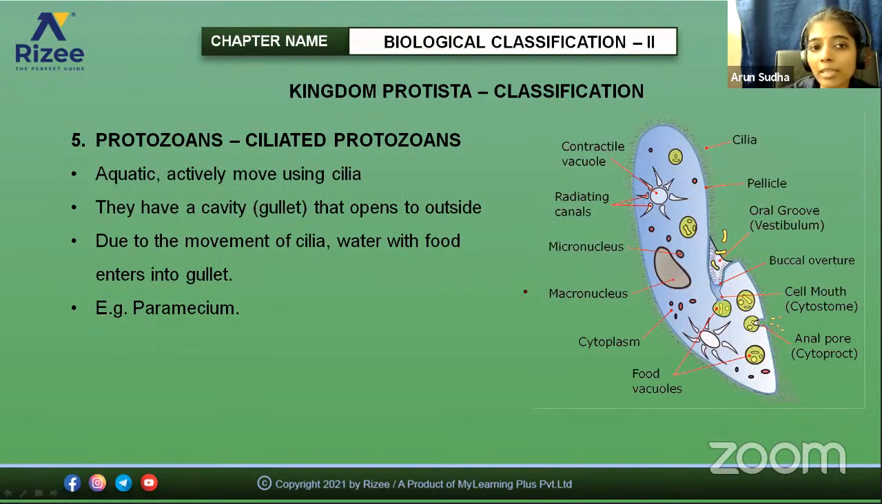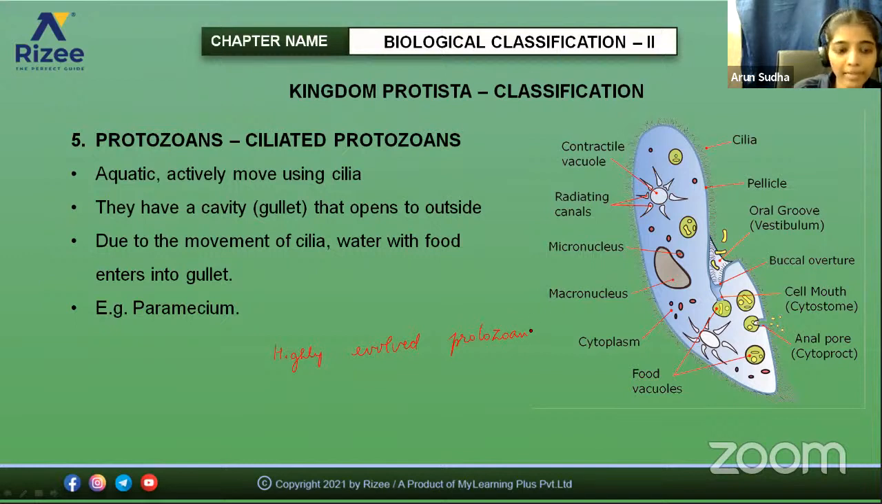So the next is the ciliated protozoan. So what are ciliated protozoan? They have the cilia. Here the main example is Paramecium. So this is the structure of Paramecium. And these ciliated protozoans are highly evolved protozoans compared to other types.